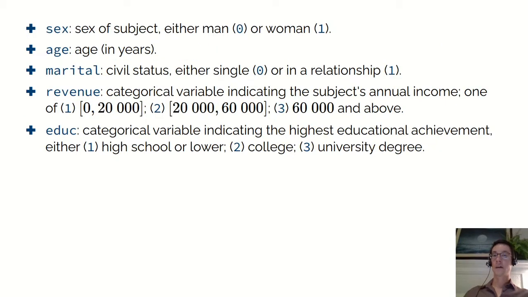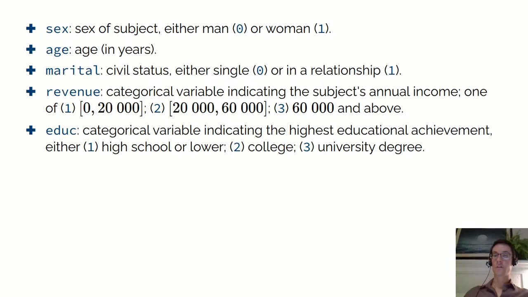Then we have sex, which is encoded using a binary variable. So man is mapped to 0, woman to 1. We have the age and marital status, so single or in a relationship. And then two ordinal categorical variables. One is for annual income, so low income is 0 to 20,000, then the middle class is 20 to 60K, and then 60K and above. And likewise education: high school or lower, college, so CEGEP, and university degree. So these are our variables.